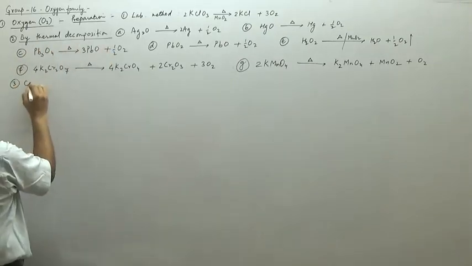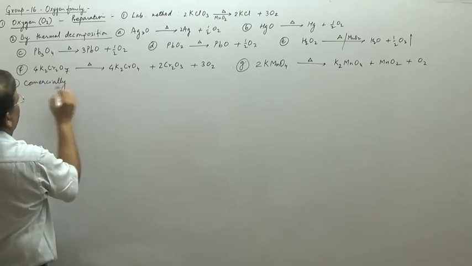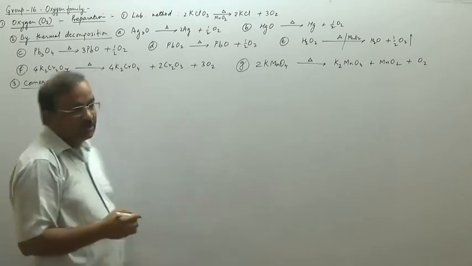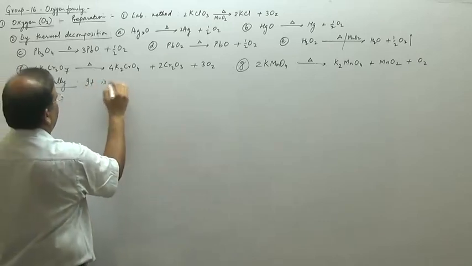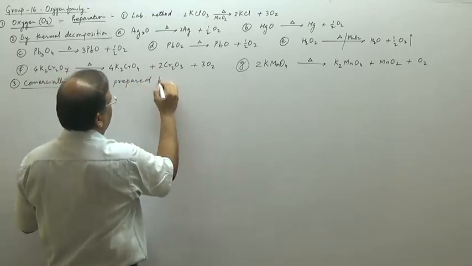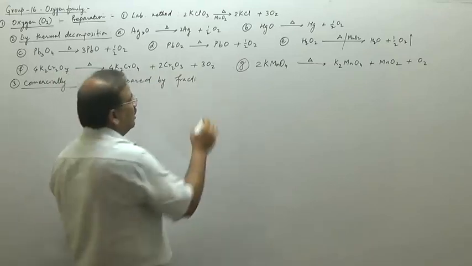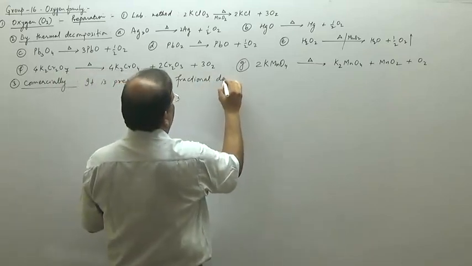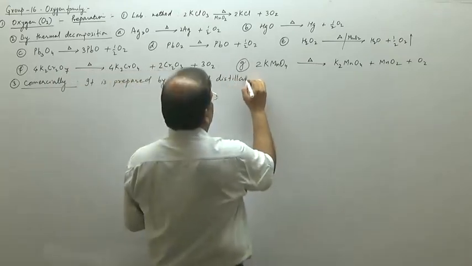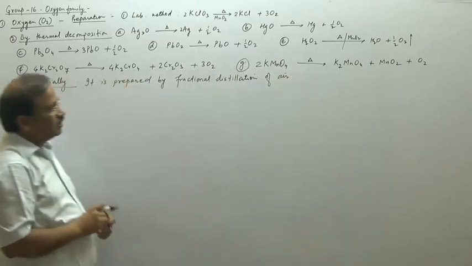Now we can write the commercial preparation of oxygen. Commercially it is prepared by the fractional distillation of air. We say that it is prepared by the fractional distillation of air, where nitrogen is removed and oxygen is obtained, after removing CO2 and H2O from the air also. So it is by fractional distillation of the air mixture.